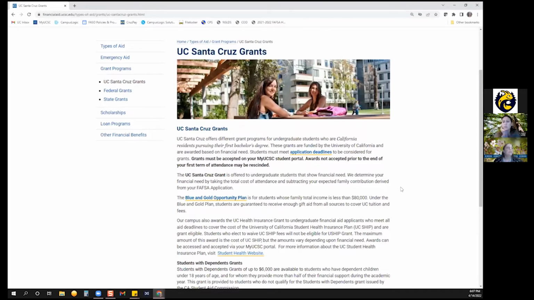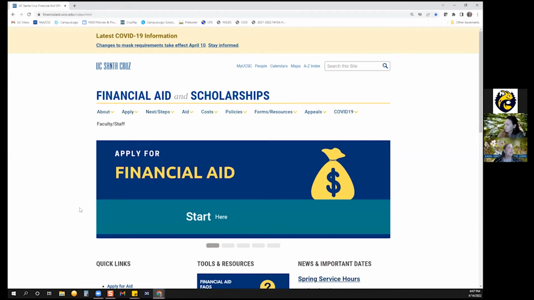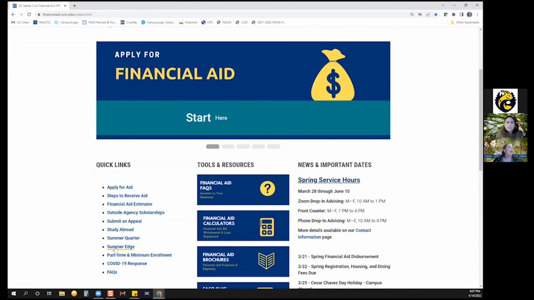So definitely wonderful to look at the website. Other questions that folks have been asking have to do with Summer Edge. So if I'm a student who's incoming and I'm really interested in participating in our outstanding Summer Edge program and earning up to 7 units of college credit before I even start, how can I get financial aid for Summer Edge? Yeah, Summer Edge is a very special beast.